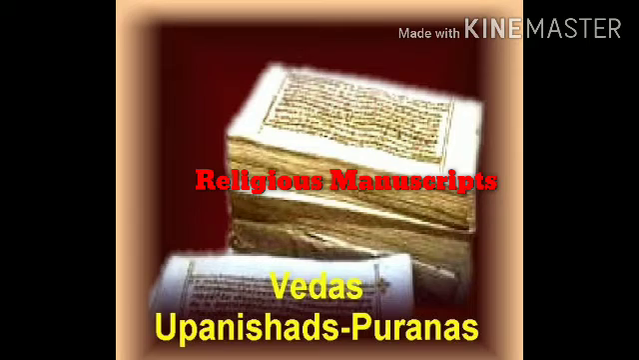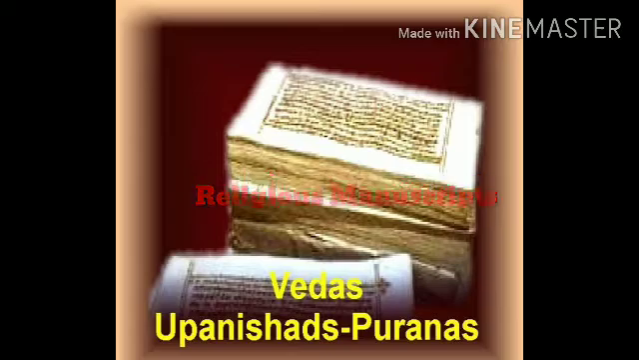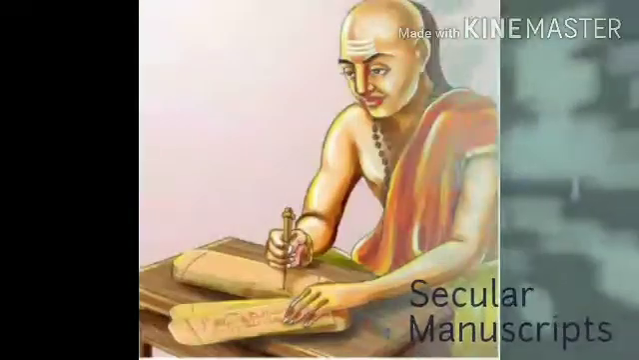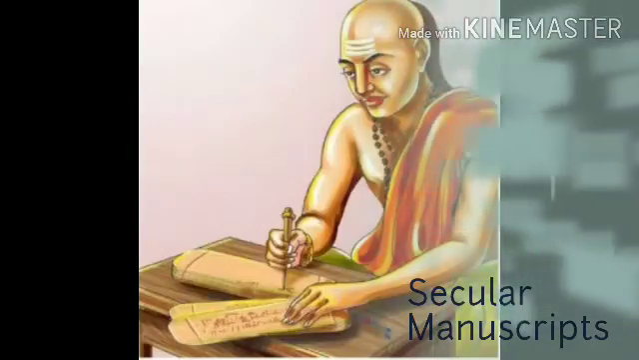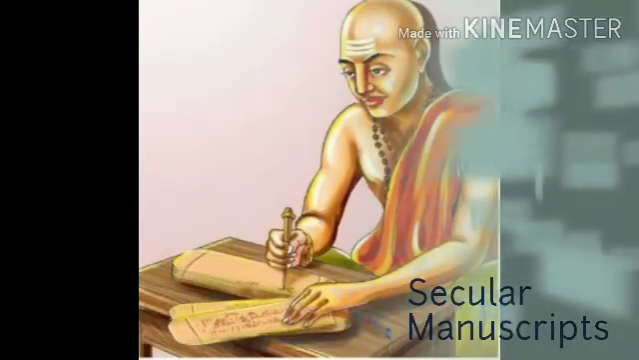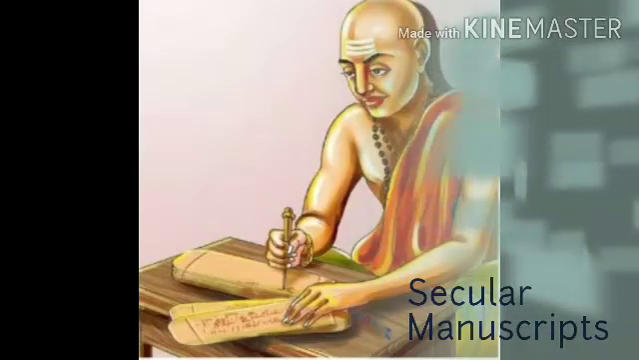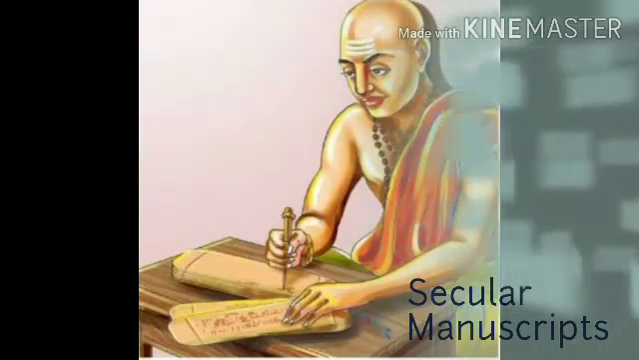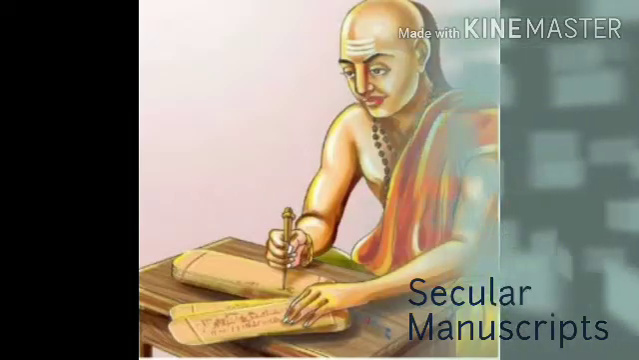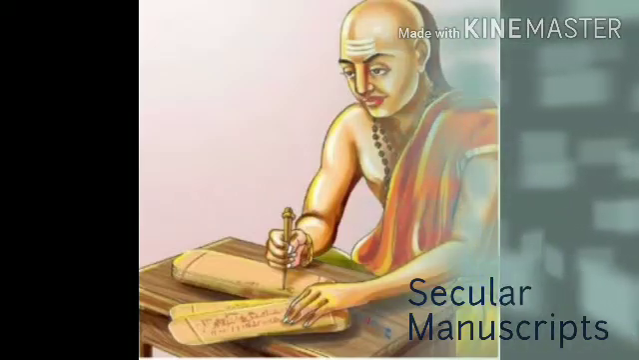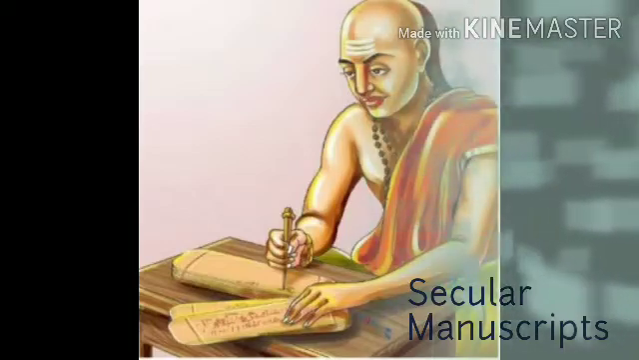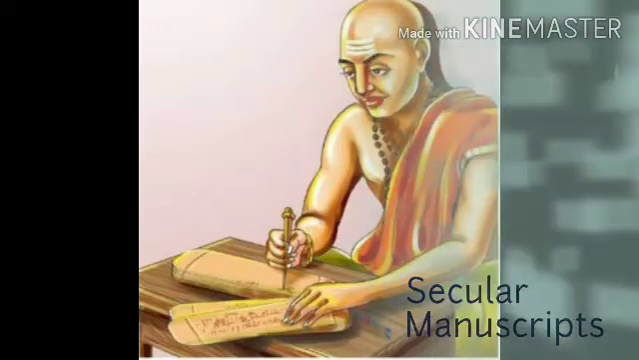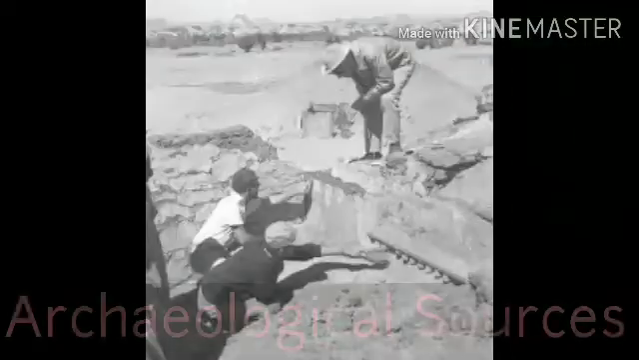Examples are the Puranas, the Vedas, and the Upanishads. The subjects of secular manuscripts were grammar, politics, poems, drama, etc. Examples are Arthashastra written by Chanakya, Panini's grammar, Sangam literature, and the plays written by Kalidasa.